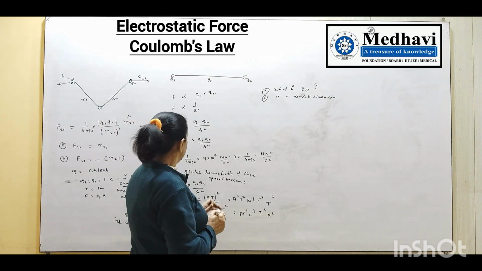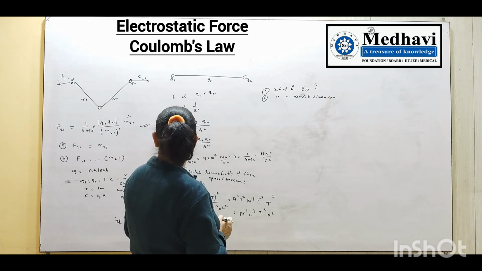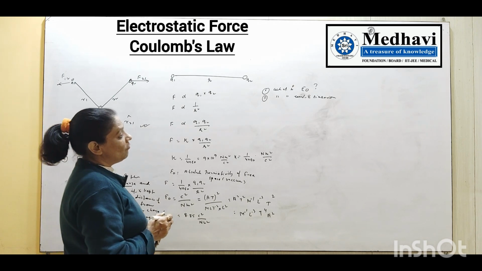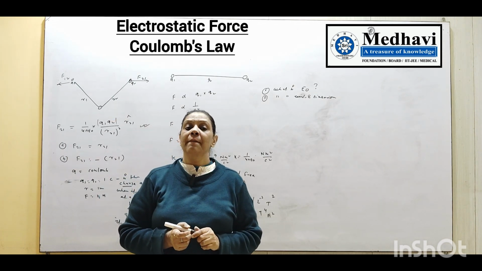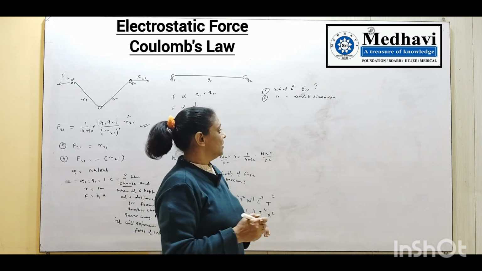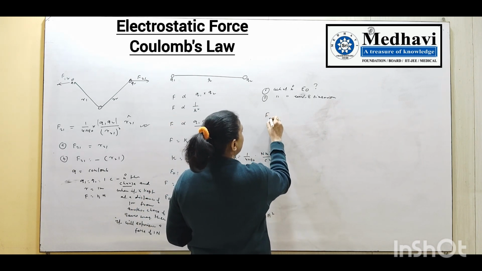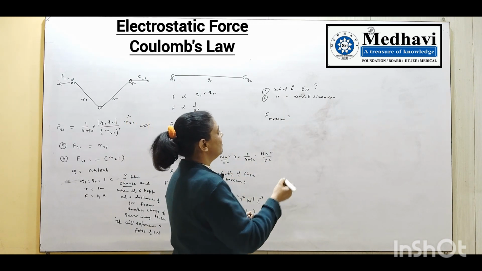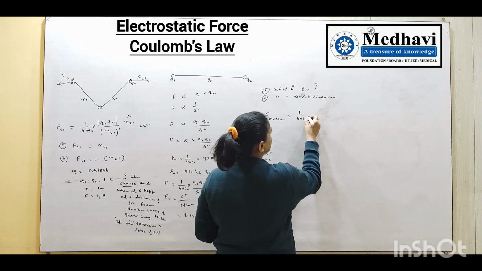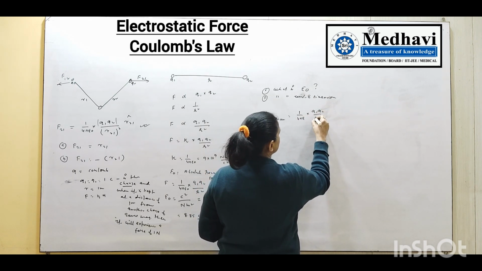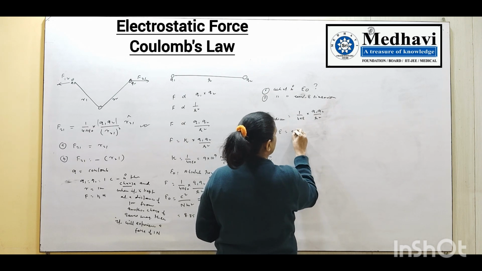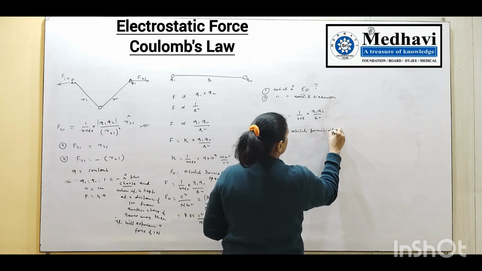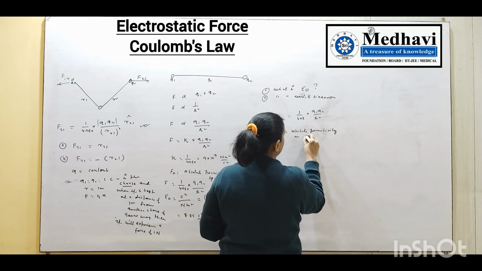Next point is that here we have calculated the force between the two charges when the medium is a vacuum, that is, free space. What will happen if you take a medium between the two charged particles? So here the force in the medium, which can be anything like glass or water, will be 1 by 4 pi epsilon Q1 Q2 by R square. Here epsilon is called absolute permittivity in medium.